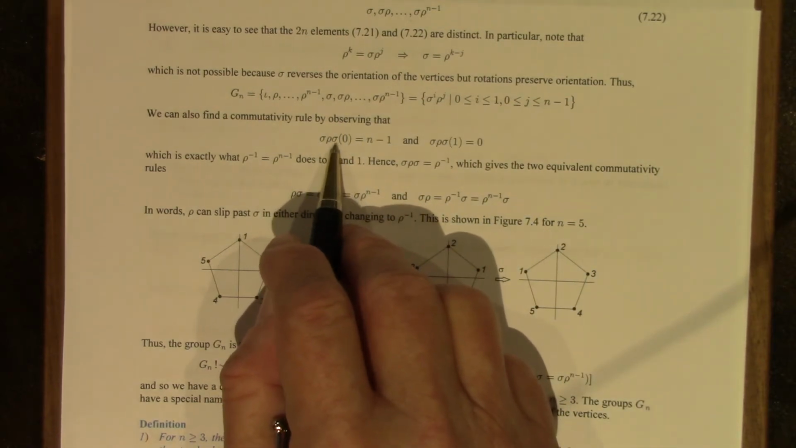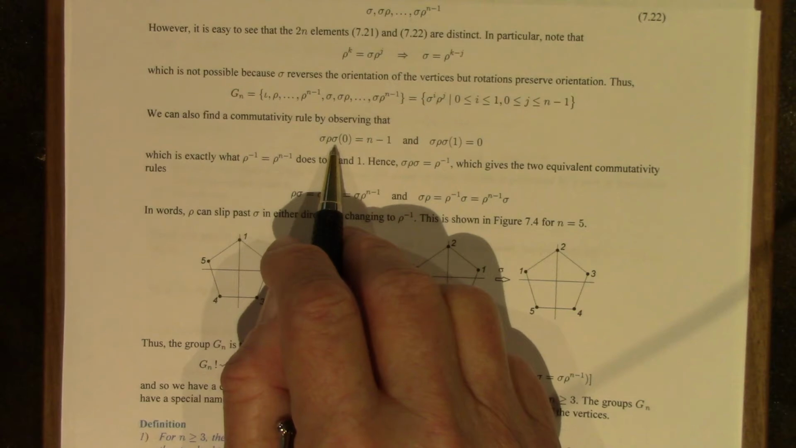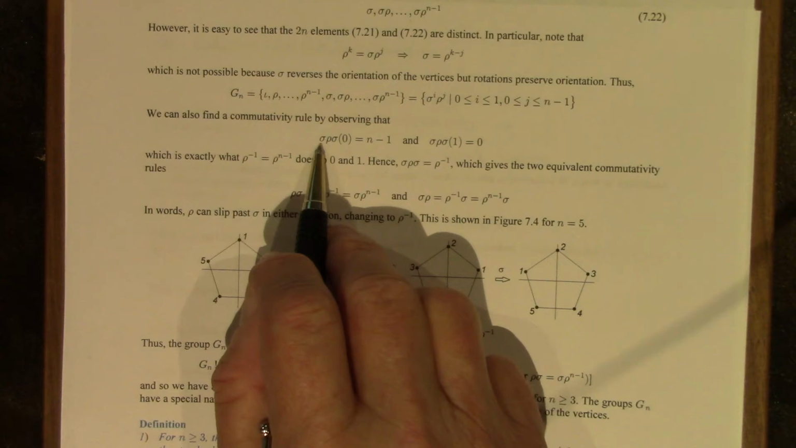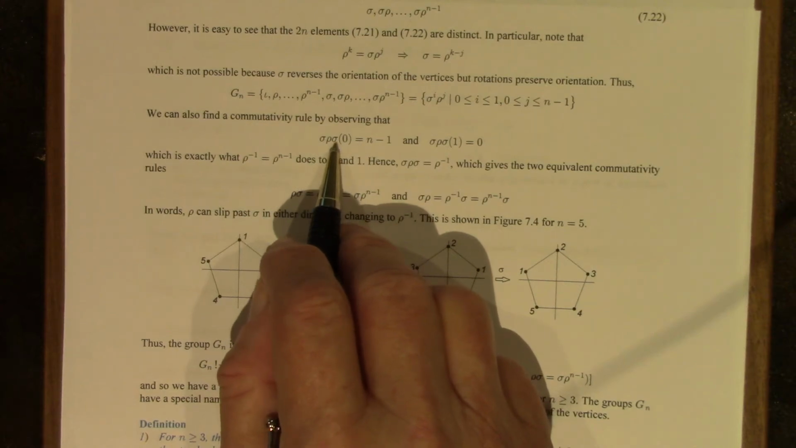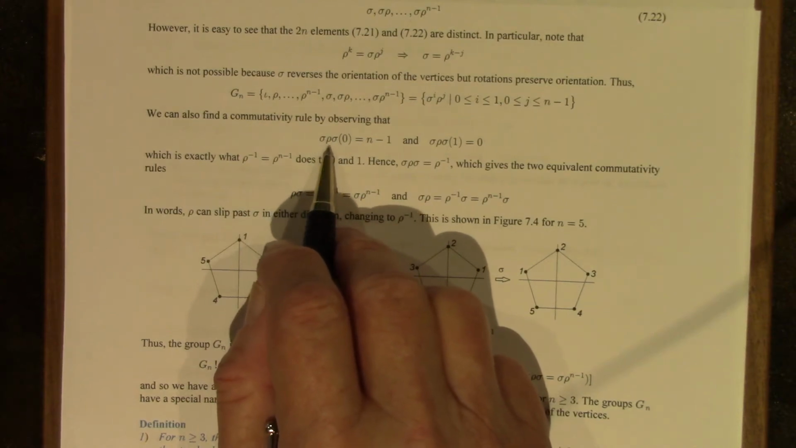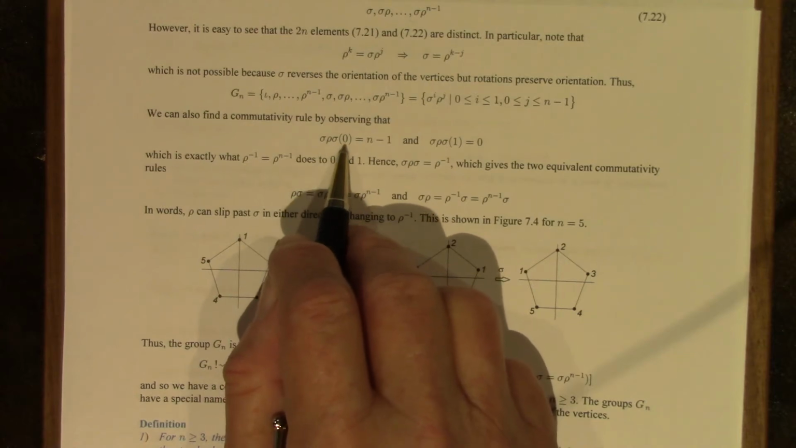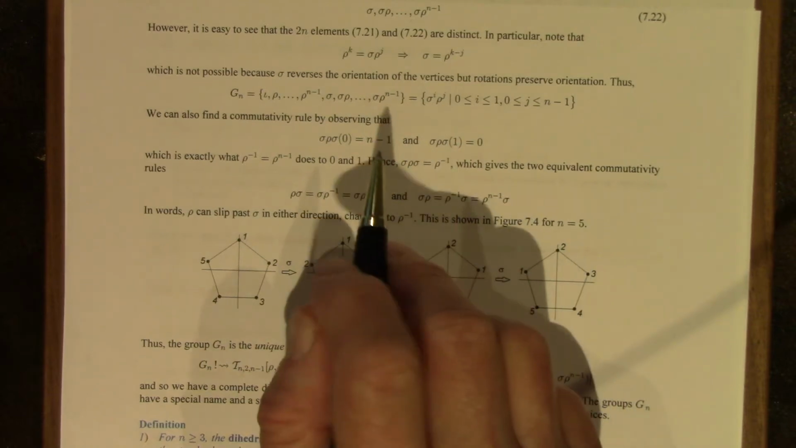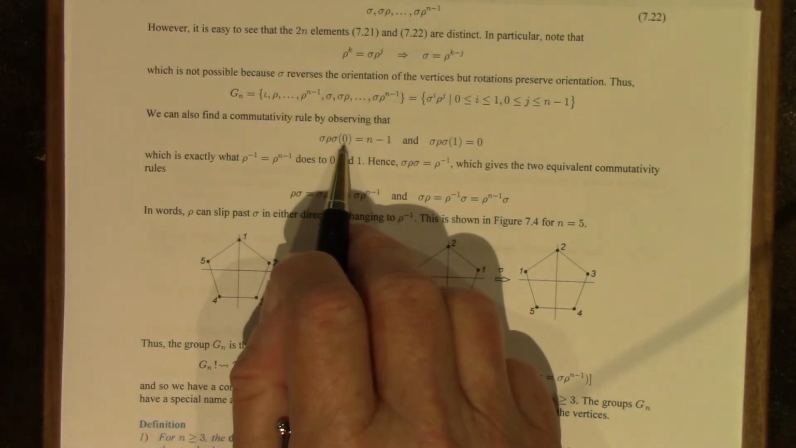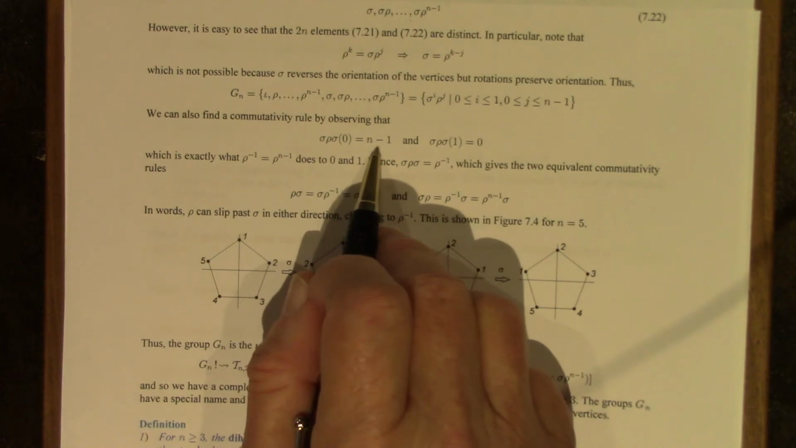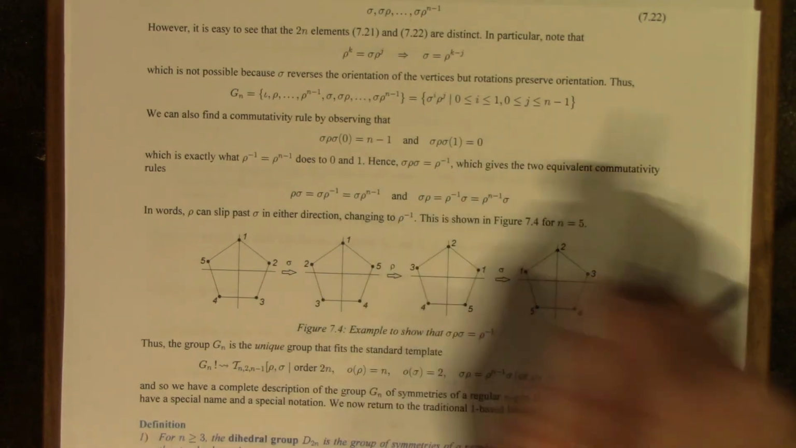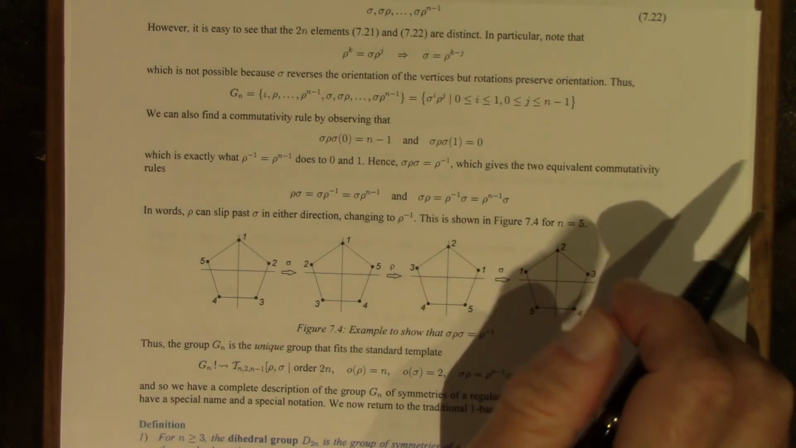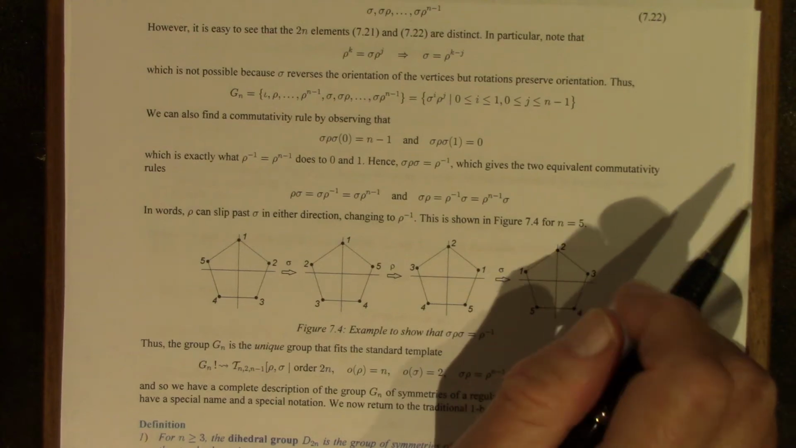Now, sigma is an involution. It's equal to its own inverse. So this is really conjugation. Sigma, rho, sigma inverse. And that's an isometry, and we've just determined what it does to 0 and 1, which means it's completely determined. Okay. And what does it do? It sends 0 to n minus 1 and 1 to 0. That is a one-click counterclockwise rotation. In other words, it's rho inverse.